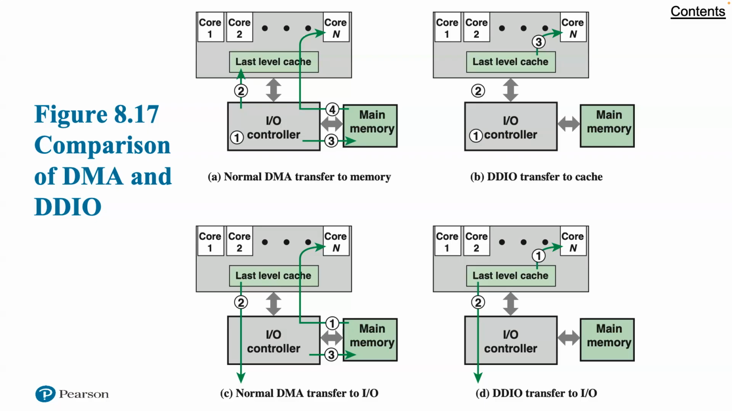And then finally, figure 817D shows the steps involved for a DDIO operation for packet transmission. The TCP/IP protocol handler creates the packet to be transmitted and stores it in allocated space in the L3 cache, but not in the main memory. 2.